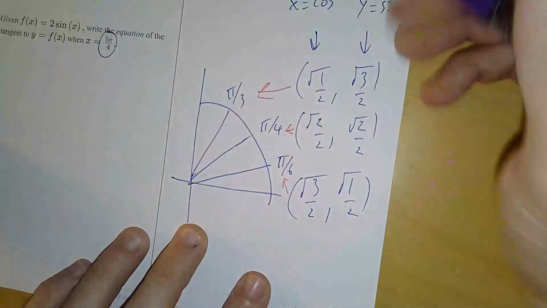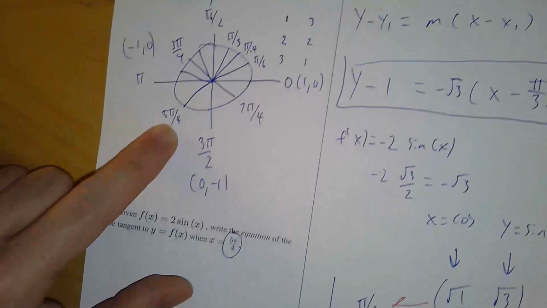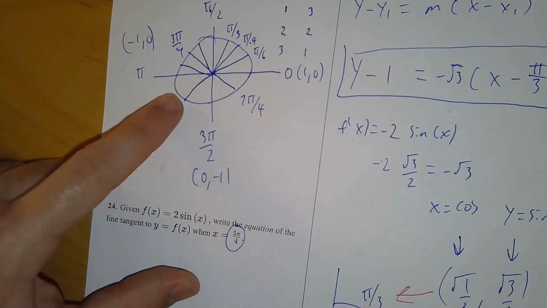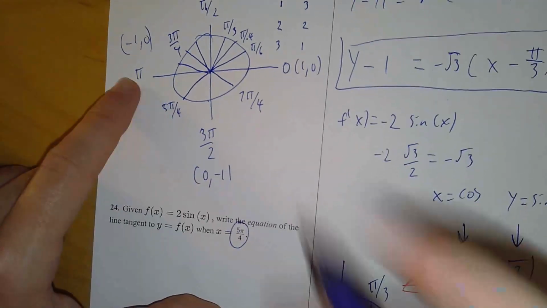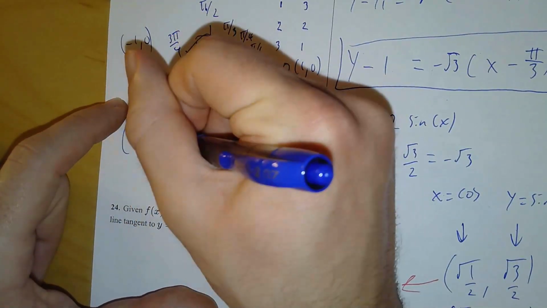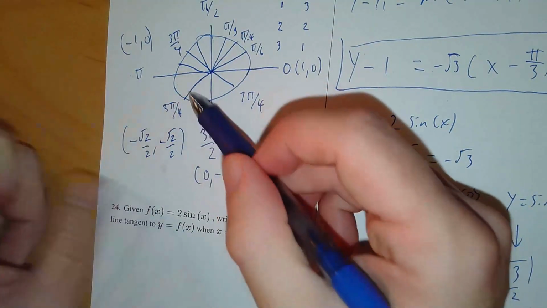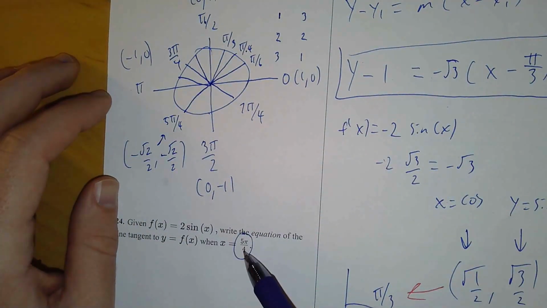And this whole 1, 1, 2, 3, 3, 2, 1 pattern just stays the same. The only difference is that you have to worry about whether it's negative or positive. See, we're getting down below. So the coordinates of this point would be negative root 2 over 2, comma, negative root 2 over 2, because both the x and the y are negative. Using both of those, you could figure out pi over 4.